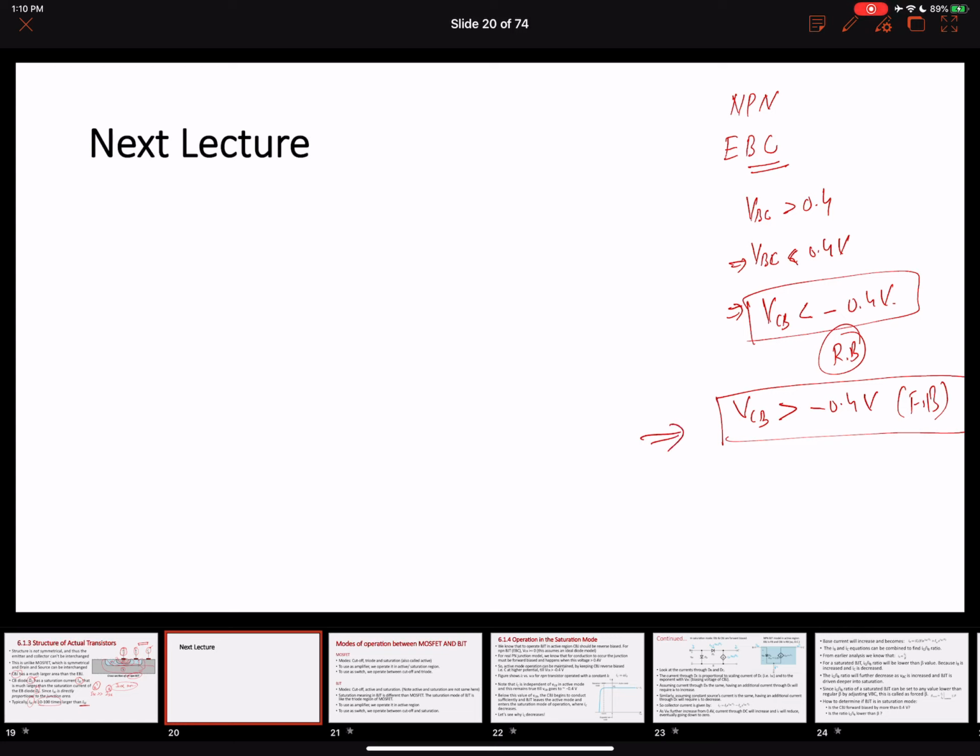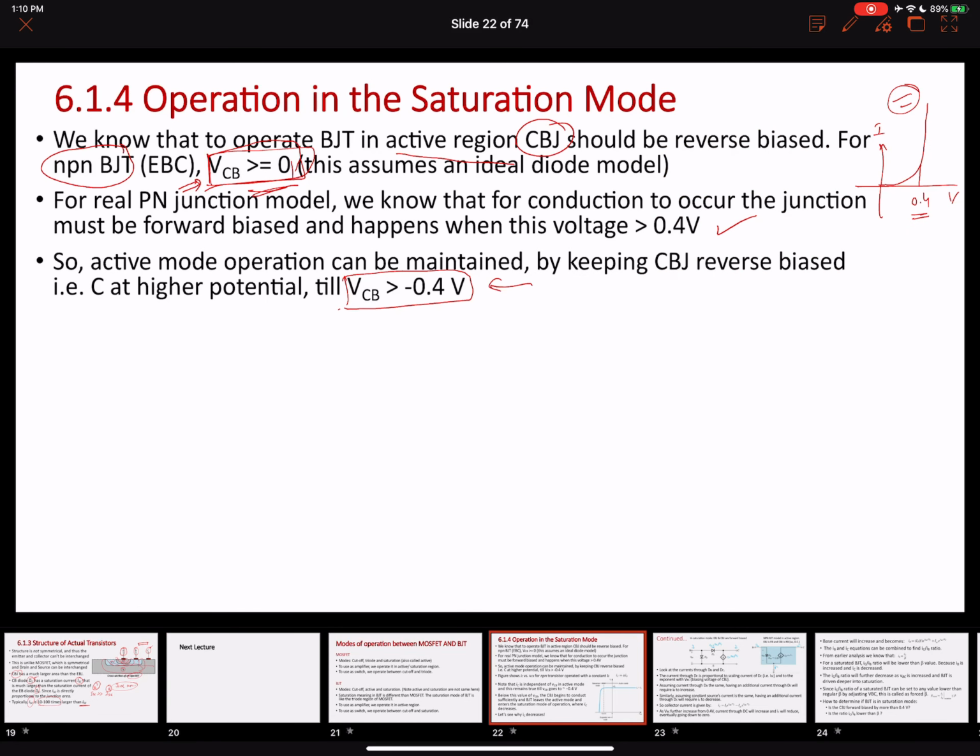This is when we assume the PN junction to be a real model and not an ideal model. So this is the condition, that our collector to base voltage should be greater than minus 0.4 volts. And when this is true, our collector to base junction will be reverse biased and we will still be in the active region and not the saturation region.